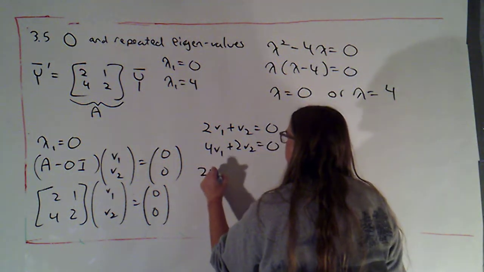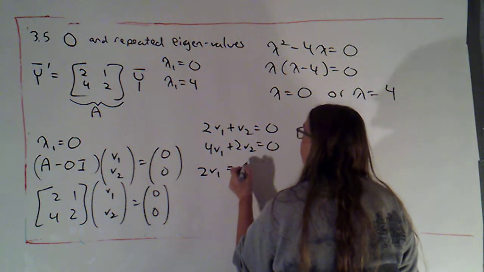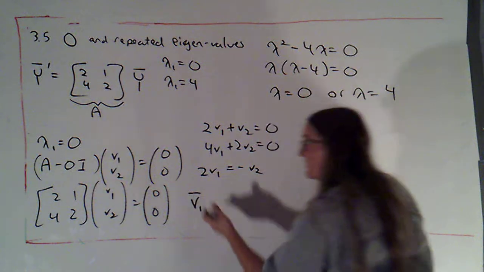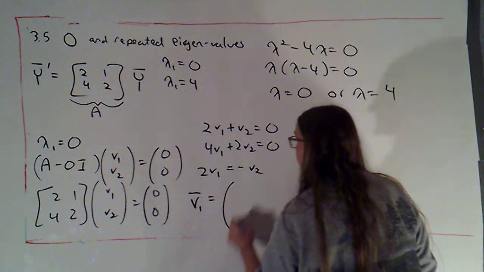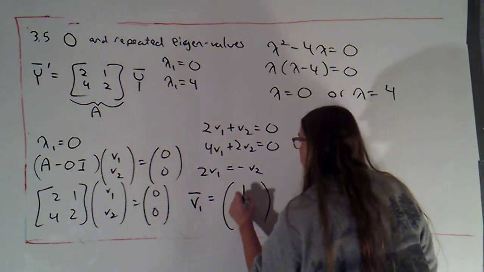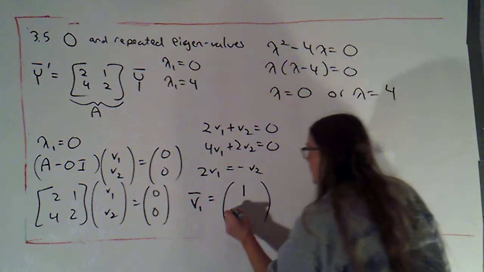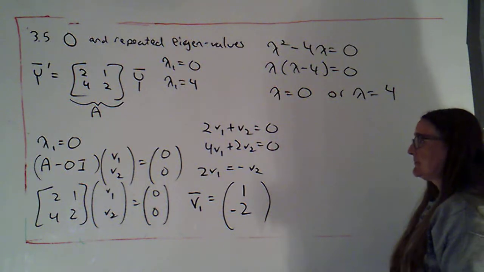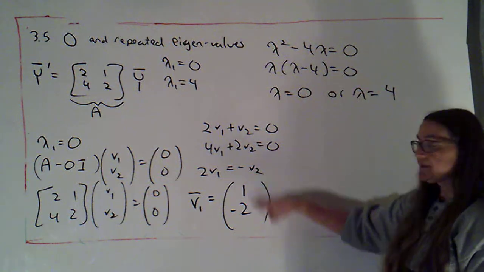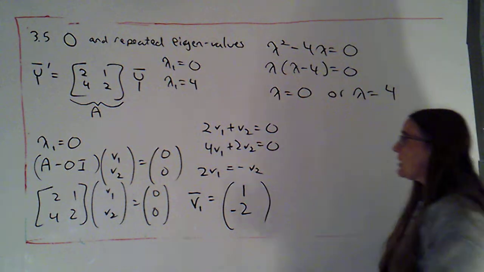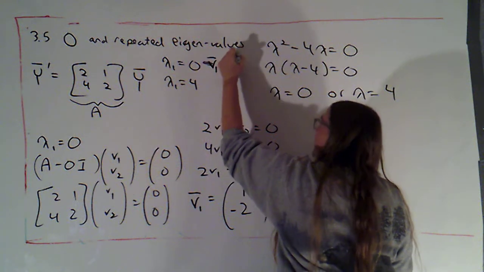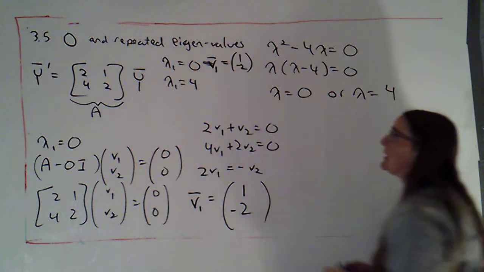So if 2v1 plus v2 equals 0, 2v1 is negative v2. So I'm just going to choose to let v1 be 1, then v2 would have to be negative 2. That way 2 times 1 is equal to 2, which is the opposite of my negative 2. Awesome. So we've got a corresponding eigenvector there. The eigenvector is going to be 1, negative 2.